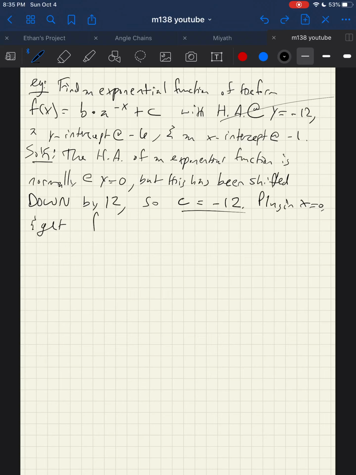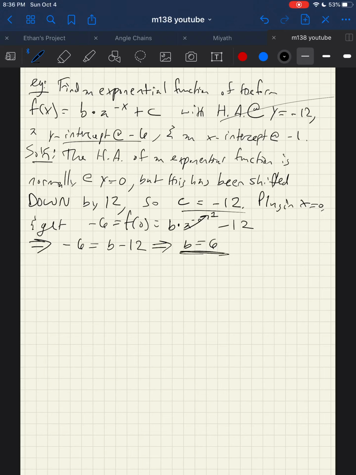f of 0 equals, well, let me slide this over a little bit. F of 0 equals, well, on the one hand, f of 0 is the y-intercept, and the y-intercept was given to us. The y-intercept is negative 6, right? So f of 0 should equal negative 6, but it should also equal this thing with 0 plugged in for x. So b times a to the negative 0, well, that's just going to be 1, minus 12, which means this equation simplifies to negative 6 equals b minus 12. Now, if I add 12 to both sides, that tells me b equals 6.